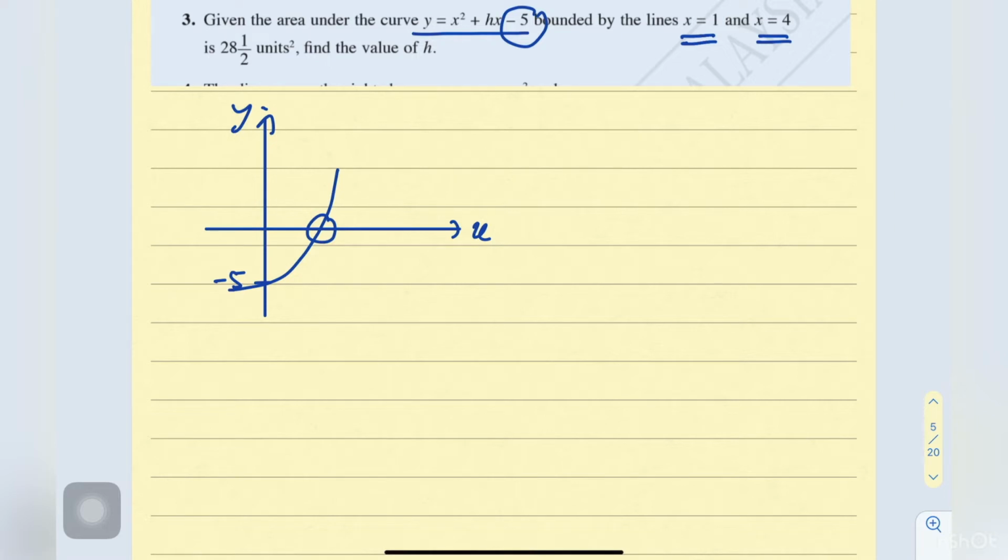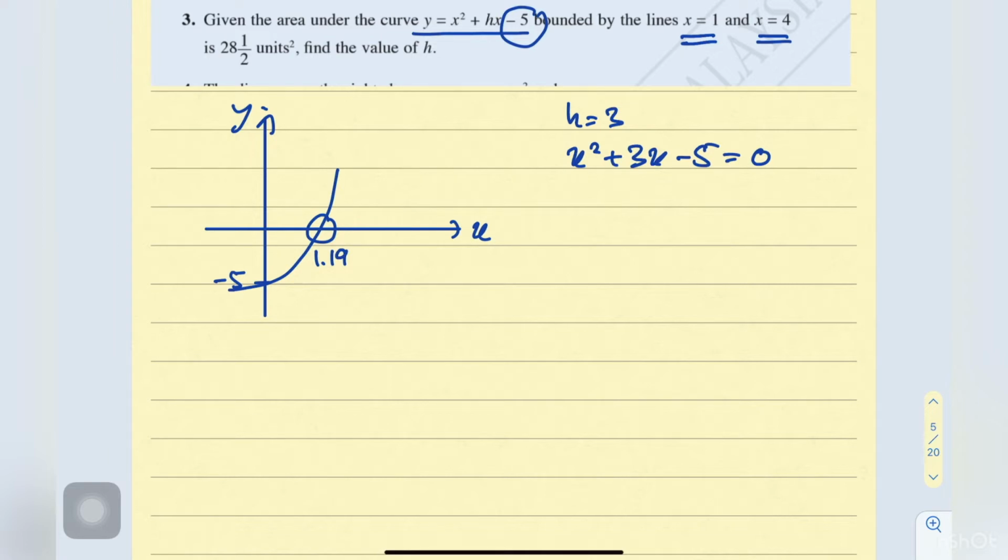Okay, so we don't know whether the roots are less than 1, between 1 and 4, or more than 4. But if we refer to the answer, h equals 3, so we substitute here: x squared plus 3x minus 5 equals 0. We are going to try to find the roots. This one cannot be factorized, and by using the formula we get roots of 1.19.